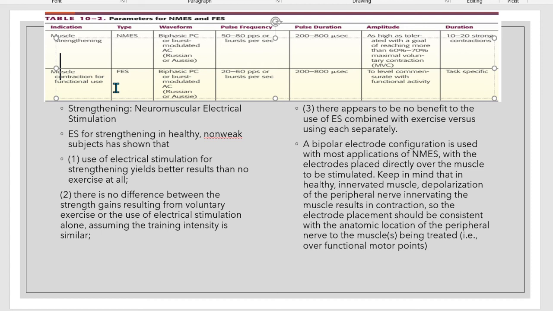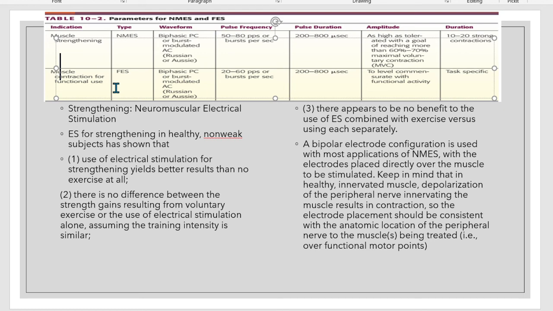So of course, contraction. Per contraction, every twitch you produce is one contraction, so that is what we count. For strengthening, you use neuromuscular electrical stimulation, ES, for strengthening in healthy non-weak subjects. It has been shown that, number one, the use of electrical stimulation for strengthening yields better results than no exercise at all.